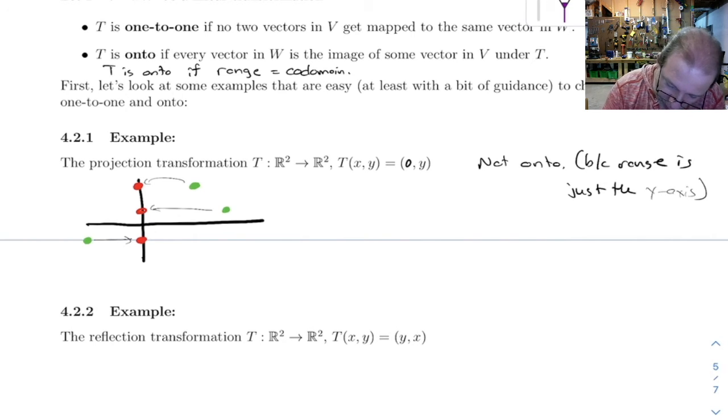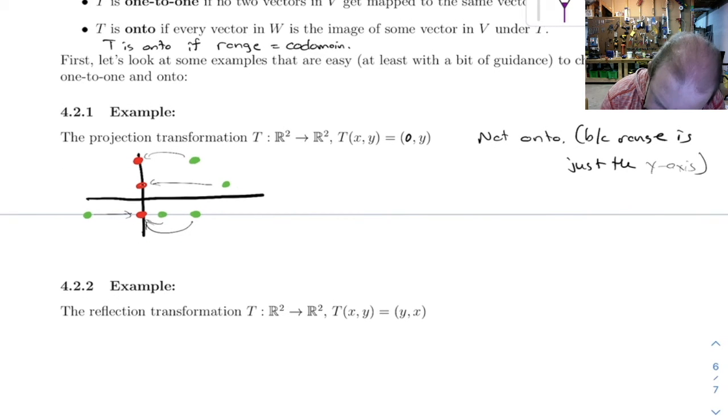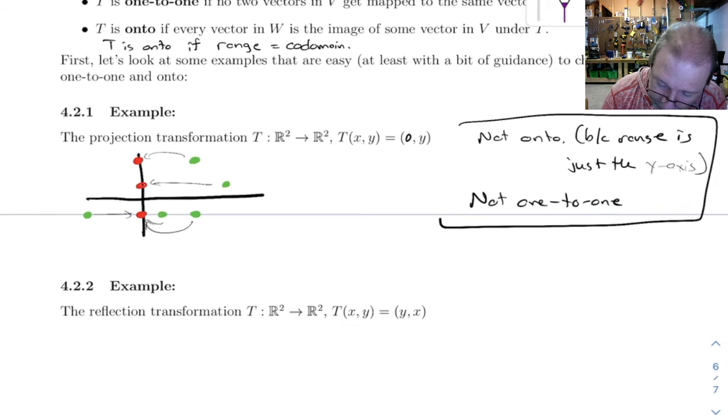Now, is it 1-to-1? I think you can see again that it's not 1-to-1, because any one of these points on the y-axis has a lot of things that get mapped to it. This point right here has as its pre-image anything that's on that horizontal line there. So it's also not 1-to-1, because we can find many pre-images for any particular point.